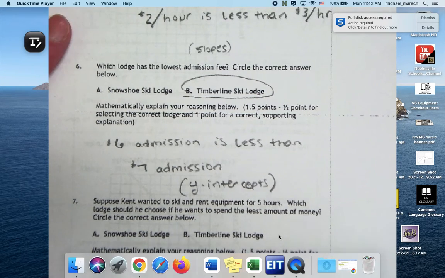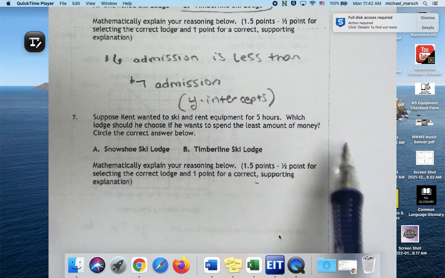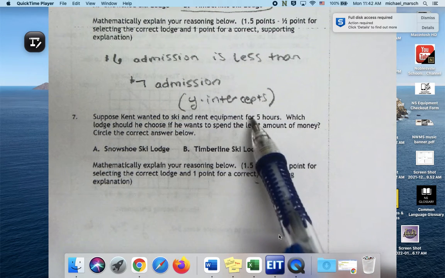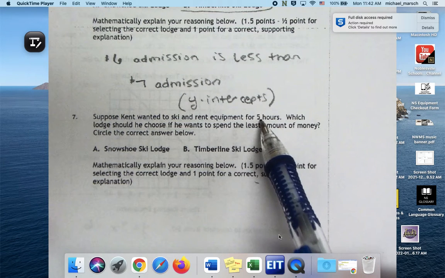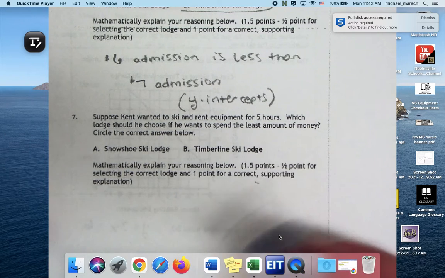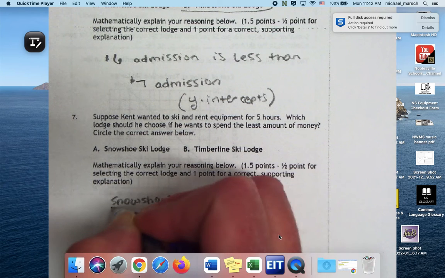All right, now we have a guy named Kent that wants to go for 5 hours. Where should he ski? Snowshoe. I think you're right, but how did you know that so quickly? Because I did the math and I put the 5.